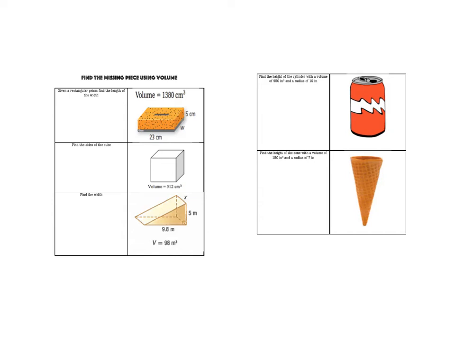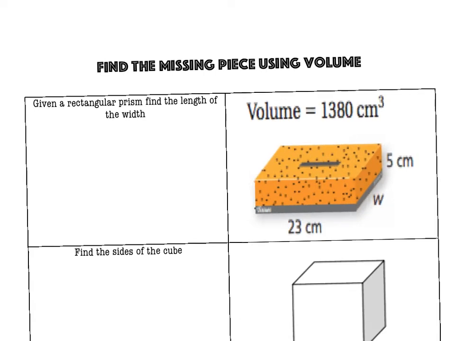Hi guys, so we're still in the volume unit and we're talking about volume, and this time we're just not going to find it. It's given to us and something else about the picture is missing. So we're going to do one of each type of shape that we've learned over the past couple weeks.